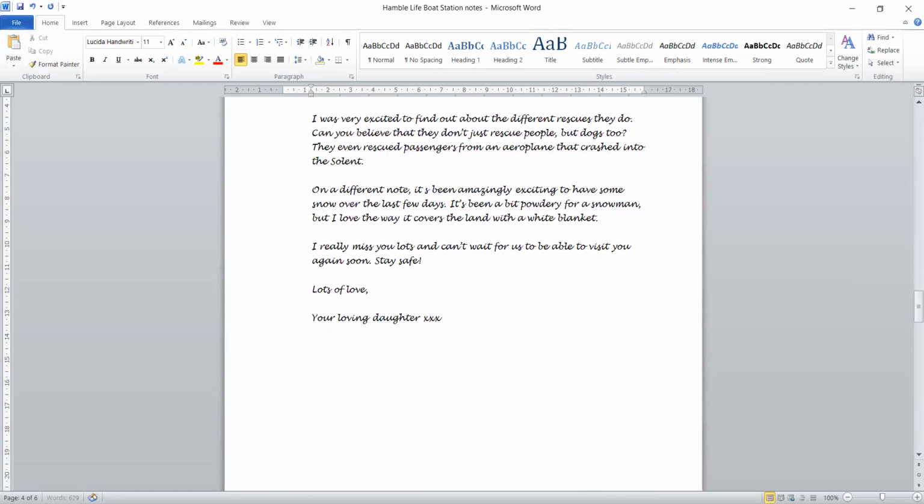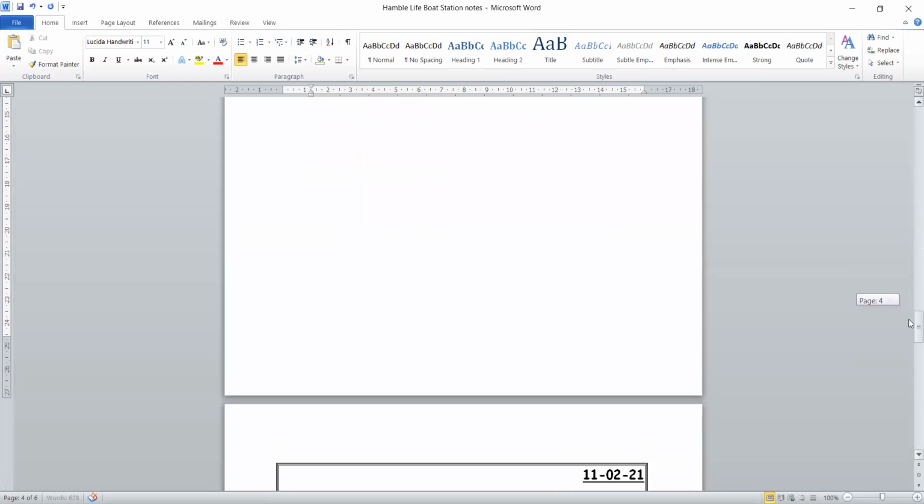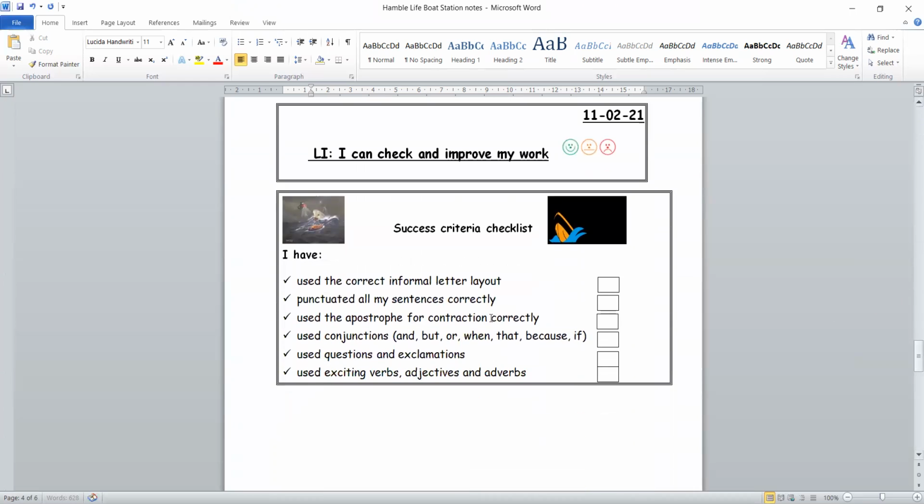I can contract into it's been amazingly exciting to have some snow. Okay, very important to check. So now that I have checked all my sentences, I can tick that I have used the apostrophe for contraction correctly.